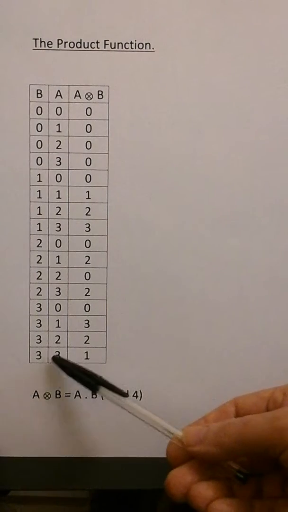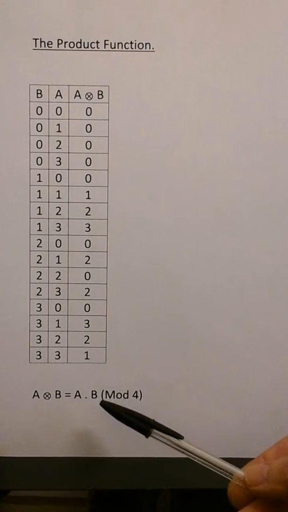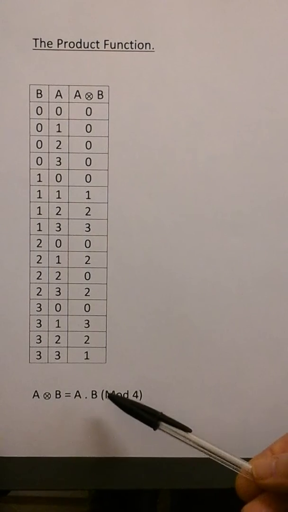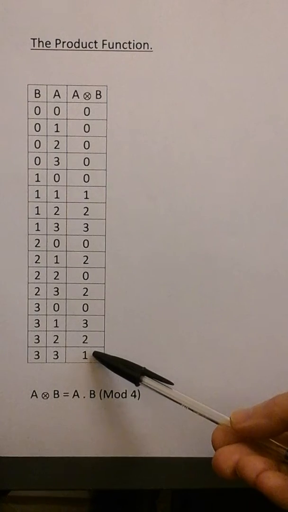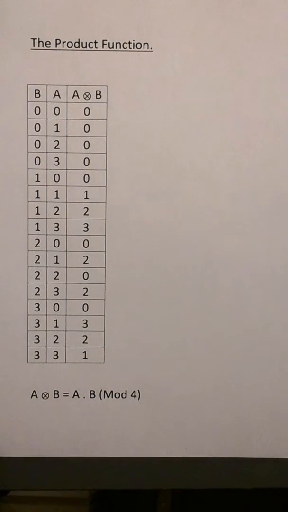For example, 3 times 3 is 9. 4 goes into 9 twice, remainder 1. So here's the remainder 1.